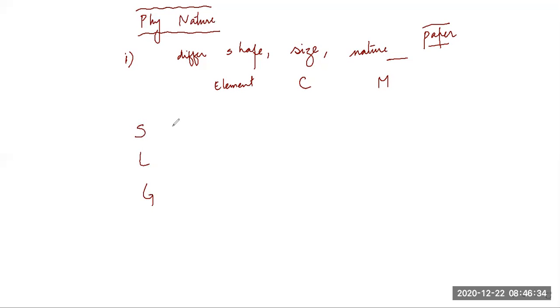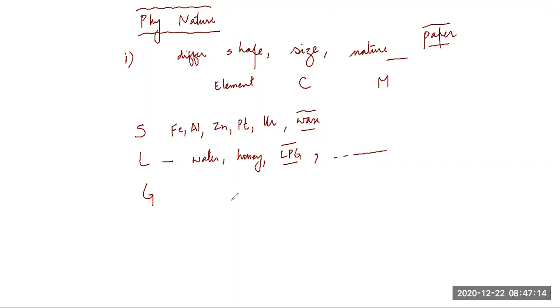Solids like iron, aluminium, zinc, platinum, uranium, and liquids like water, then maybe honey, carbon, then what? Wax is also solid, but if you melt it, it becomes liquid. Honey, then liquids. Liquefied petroleum gas (LPG) normally is in gaseous state in your cylinder, but under high pressure it becomes liquefied petroleum gas. So many examples of liquids, right? Okay, milk.